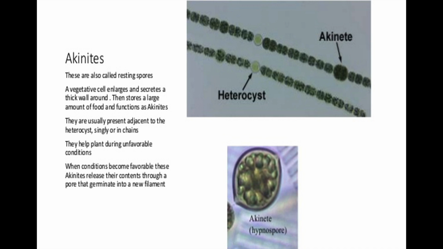They are usually present adjacent to the heterocyst. They can be single or they can be in chains. They help the plant during unfavorable conditions. When the conditions become favorable, these akinetes release their content through a pore and germinate into a new filament. So under unfavorable conditions, akinetes are formed.